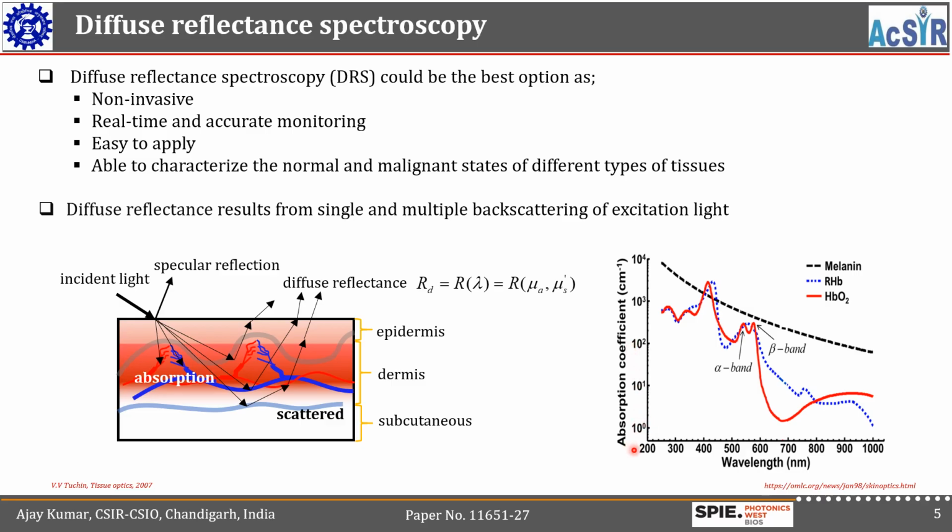As we move from ultraviolet to visible region, the melanin absorption goes on decreasing and becomes nearly stabilized in the NIR region. The hemoglobin absorption is mainly due to reduced hemoglobin and oxyhemoglobin. The oxyhemoglobin absorption occurs at 542 nanometer and 577 nanometer, which are our alpha and beta bands, and reduced hemoglobin absorption occurs at 555 nanometer.